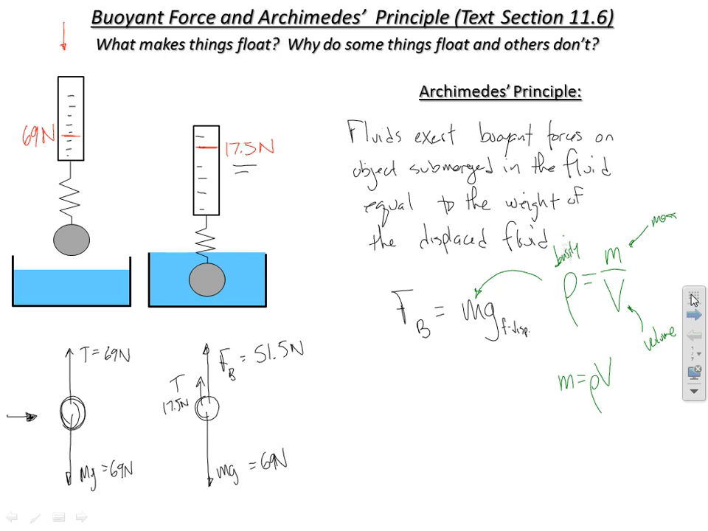So, volume we're going to measure in cubic meters, mass in kilograms, and therefore density is measured in kilograms per cubic meter, right? Kilograms per cubic meter times cubic meters, of course, gives us kilograms. So it's very common for you to see an expression for buoyant force that looks like this: rho fluid V fluid G.